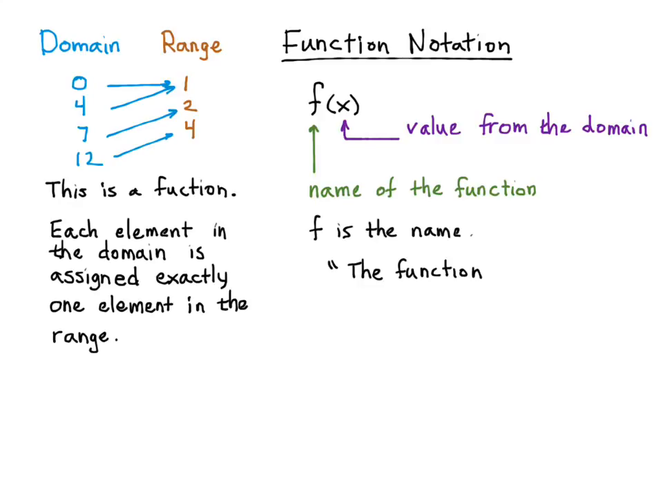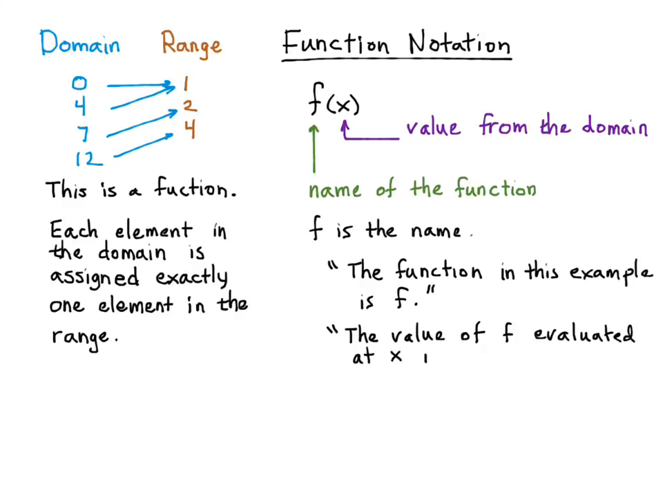So the way we would read this is that the function in this example is f. All right, contrast that with the value of f evaluated at x, which is f at x. All right, so the difference here is that I can say f of x, and sometimes I say f at x. They're both common and they're both the same thing.